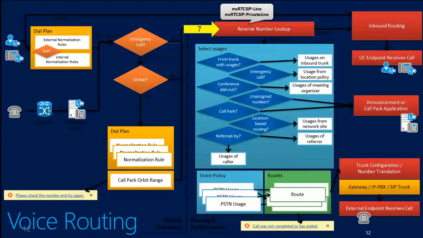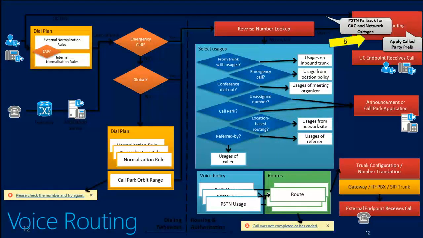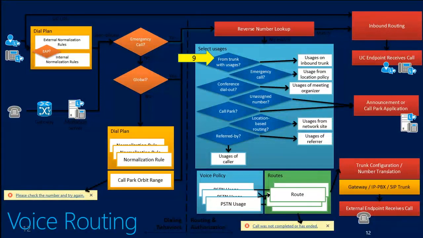So when it does the reverse number lookup, it can still go to the inbound routing, assuming it doesn't belong to us, right? It doesn't belong within the same organization. Then it's going to again look, okay, what other services it can have, maybe call park or announcement. It can be the unassigned number, dial out. So it's going to check all of these. If you see in the box, it's going to check all of those different things before routing it out.